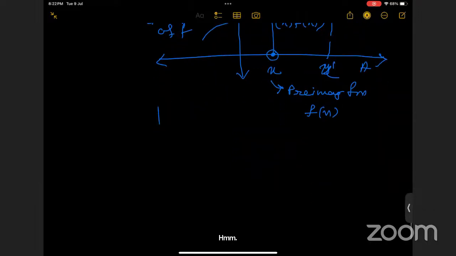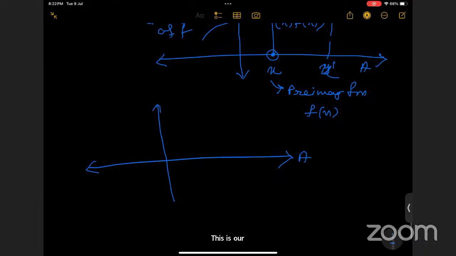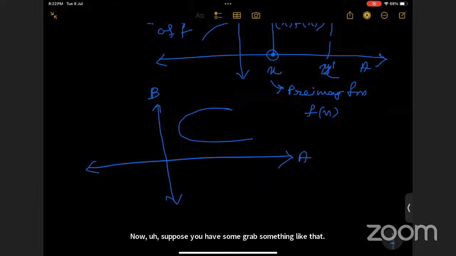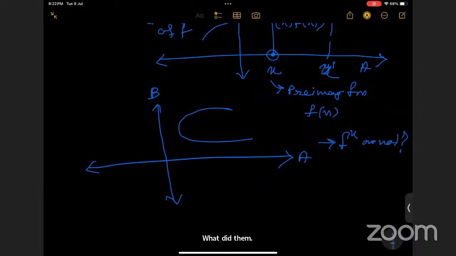So now suppose you have a graph. This is our A, this is our domain, and this is our B, this is the codomain. Now suppose you have some graph, something like that. Can you say, is it a function or not? No, it is not. Why? Because the vertical line test fails.